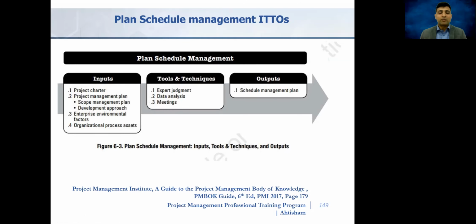Among the inputs, we have the project charter, and the project management plan, of which the scope management plan is part. The development approach, such as iterative or adaptive, is part of it, as are the enterprise environmental factors as well as the OPAs. Among tools and techniques, we have expert judgment, data analysis, and meetings. Among the outputs, we have one big output, which is the schedule management plan. I would like to emphasize a bit more on the enterprise environmental factors.